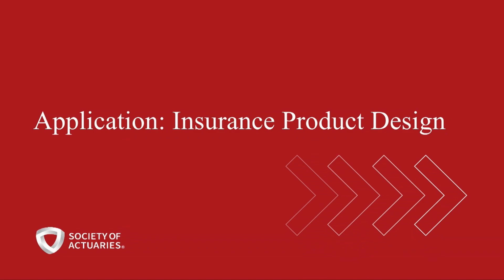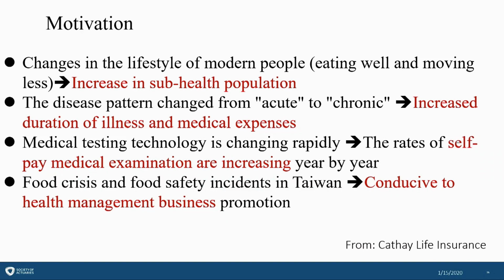Now we move into the application. It's for the insurance product design. The motivation is a change in lifestyle for modern people, eating well and moving less. So there will be an increase in the sub-health population. The disease pattern changes from acute to chronic, so it will increase the duration of illness and medical expenses.